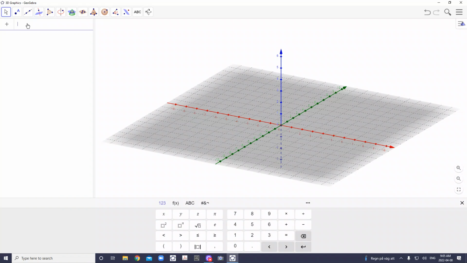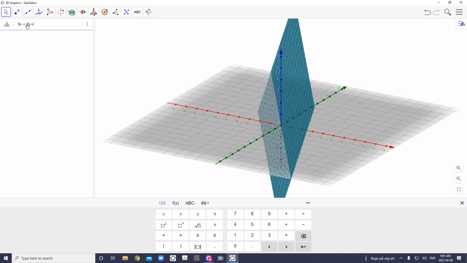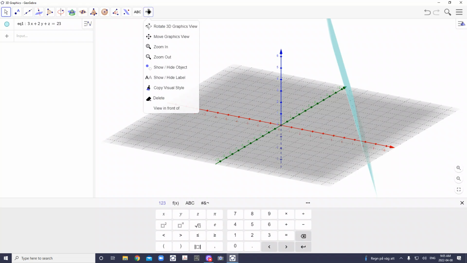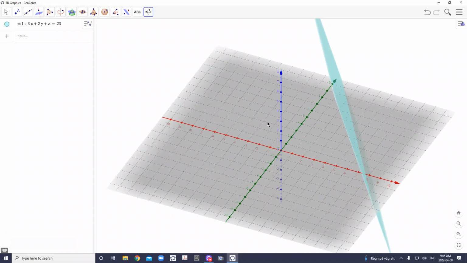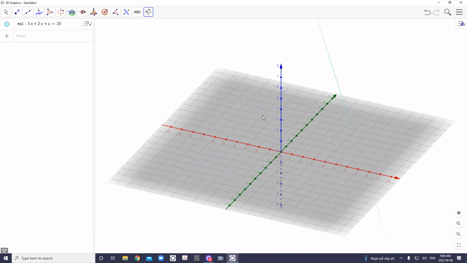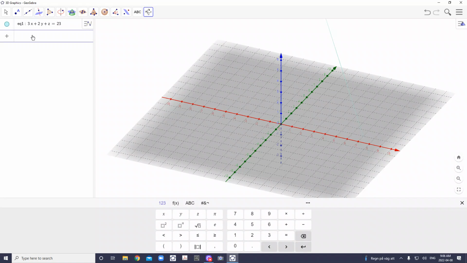So can you just read me what was the equation for my plane? What was that? 3x plus 2y plus z equals 23. Okay, so this is my plane. If I want to see it from different perspectives, so that is my plane. Yes? And now, what was the point? A was equal to what?